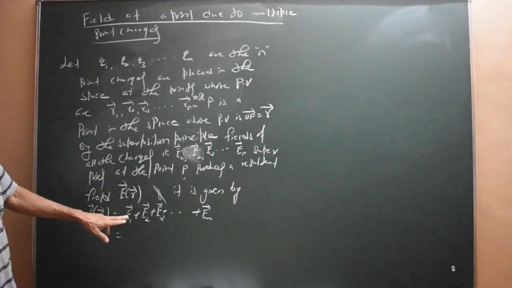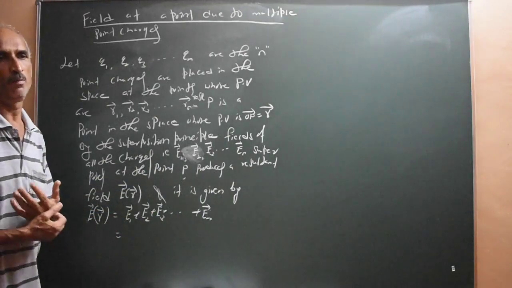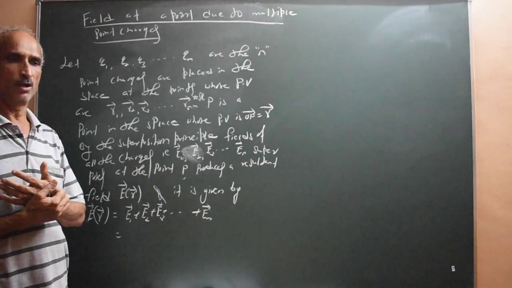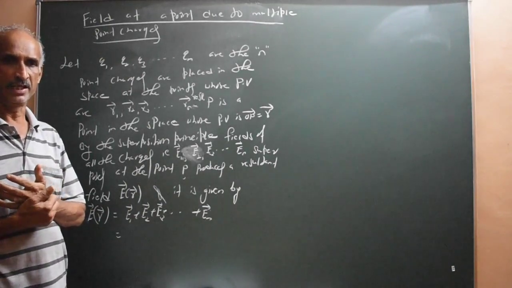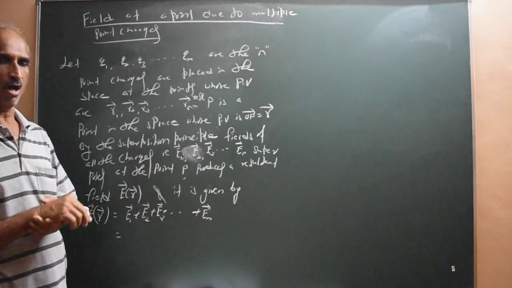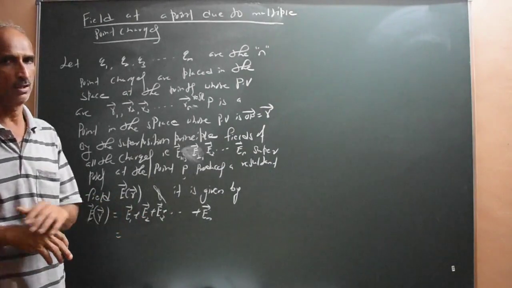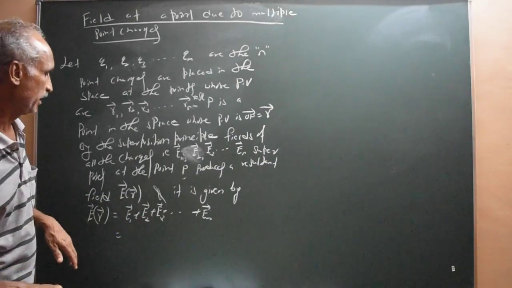So it is the superposition principle. If a number of vectors P bar, Q bar are acting at a point, then the resultant vector R bar is equal to P bar plus Q bar, as we did last year.